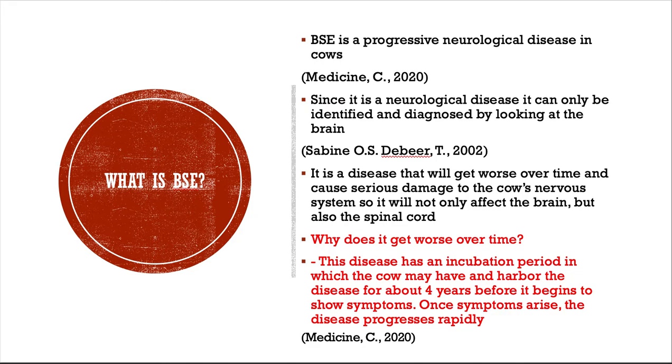And I'm sure you guys are wondering, why does this disease get worse over time? Well, this disease has an incubation period in which the cow may harbor the disease for a few years before it begins to show any signs and symptoms. Once symptoms do begin to show, the disease progresses pretty rapidly. I'll discuss this a little more in a later slide, but I just wanted to introduce it on this slide as well.